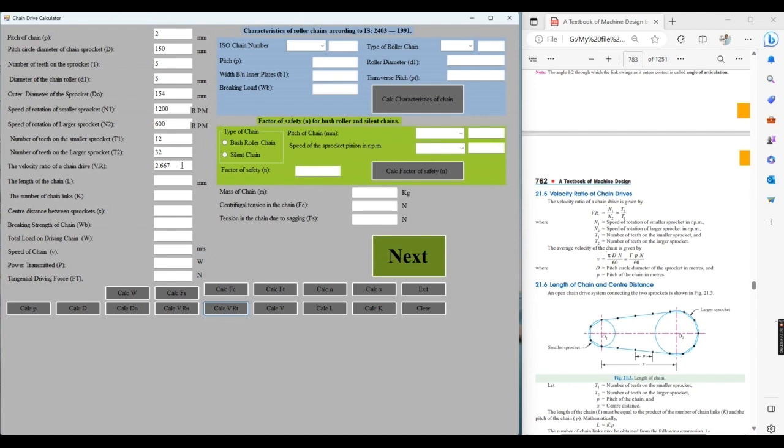Here I will simply show how you can calculate, or design, your chain drive systems by using my application. So we already calculated the velocity ratio. Now there is a velocity calculation. The average velocity of a chain drive is given by V, which is equal to pi D N over 60, D is the pitch circle diameter of the sprocket in meters, and p is the pitch of the chain in meters.